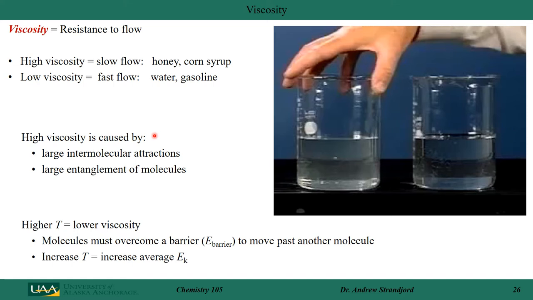High viscosity is caused by large intermolecular attractions, and for molecules that are very large, there also tends to be entanglement of those molecules, which also causes more intermolecular forces. At high temperatures, usually the viscosity is lower because we're breaking up some of those intermolecular forces and allowing those molecules to slide by each other more easily.